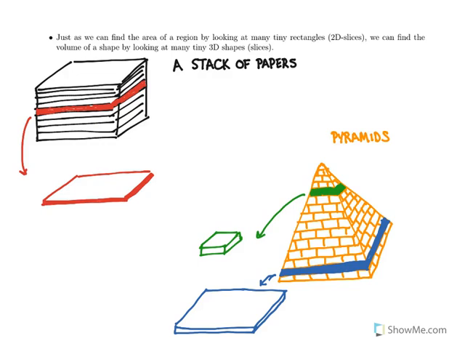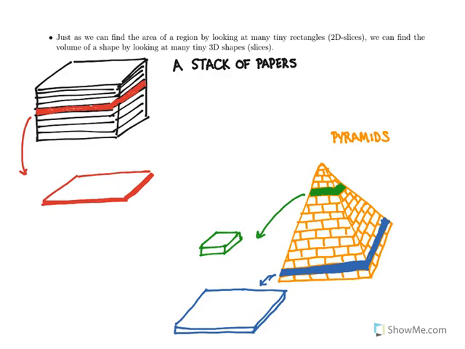So the two examples I like to start with are a stack of papers. If we think about a stack of papers, we could think about the volume of that stack. Sure, we could have a formula, length times width times height. That would be like a box, and we could find that volume. Or another way to do this is we could look at the area or the volume of each individual slice of paper, sheet of paper, and then add all of those up.